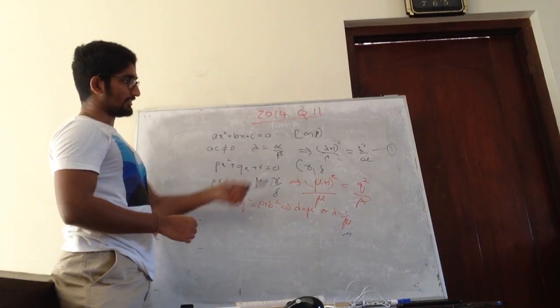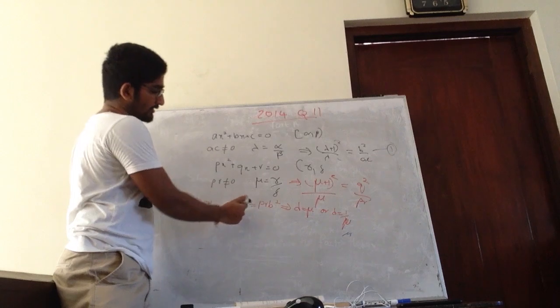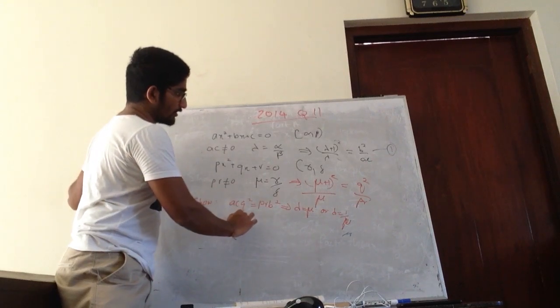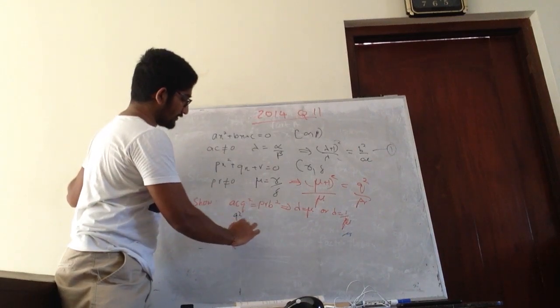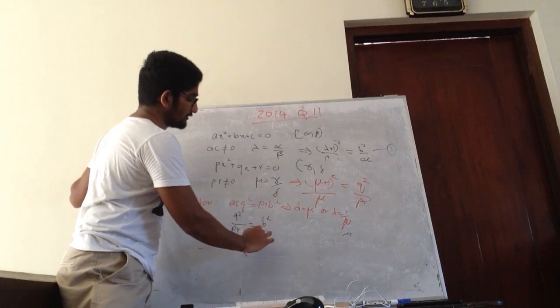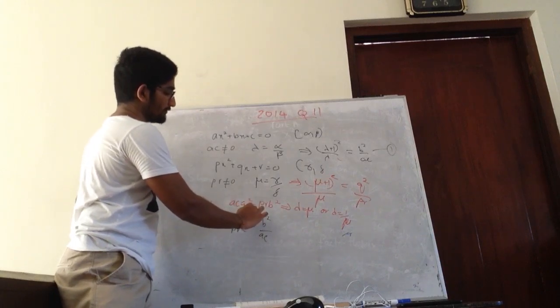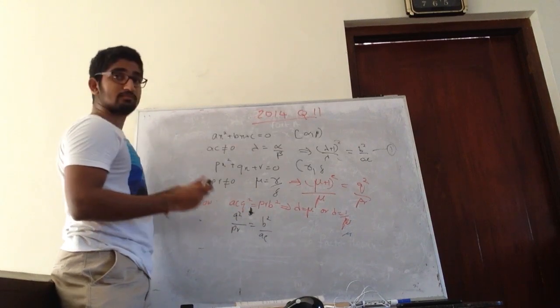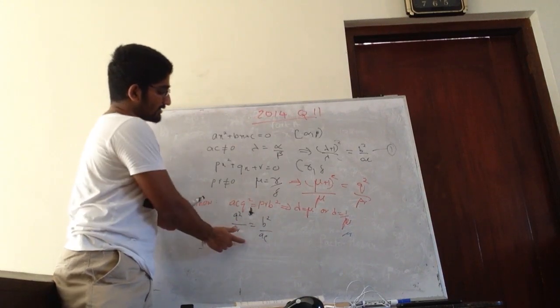So what I see here is that I can see q squared over PR is equal to b square over a here, from here. Right? So this is basically what?